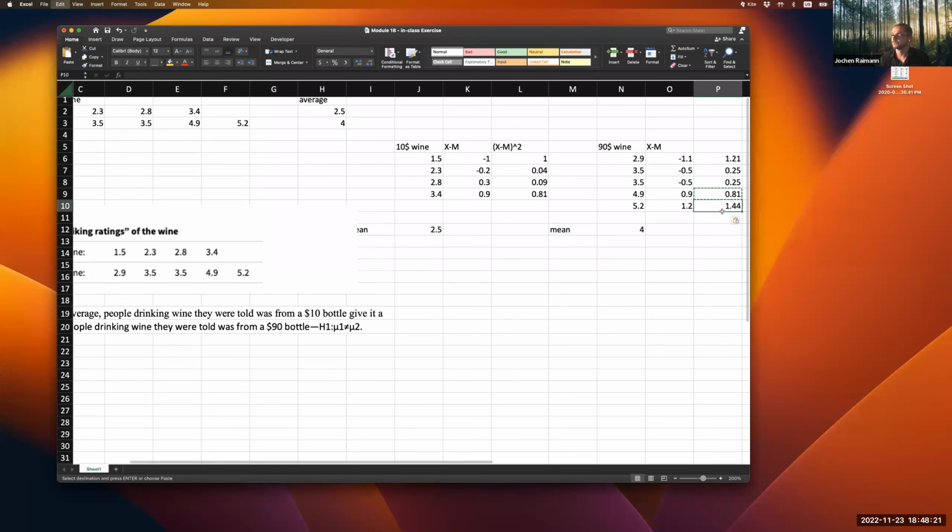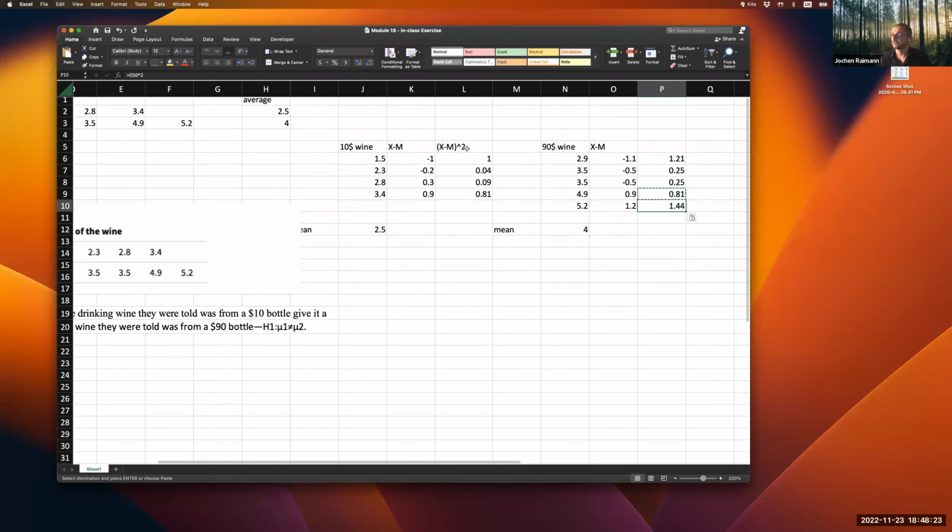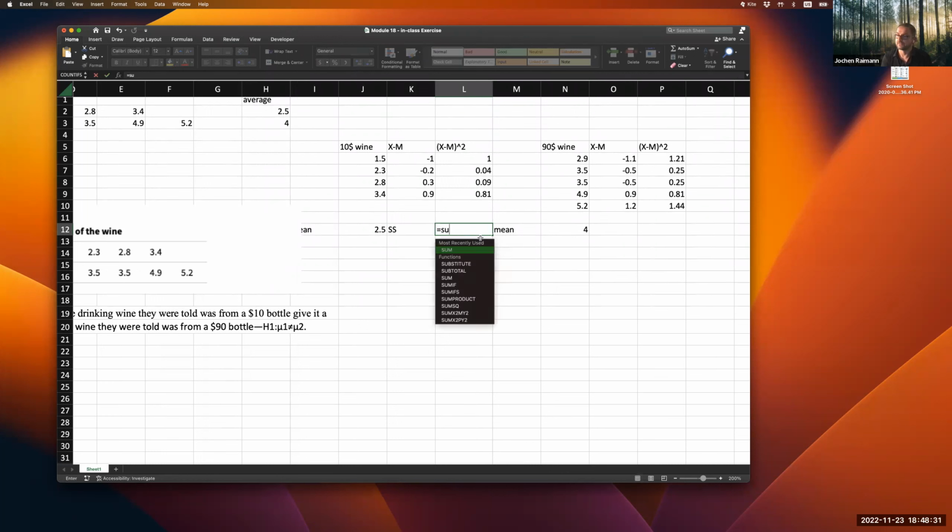So we're getting now these squared deviations. As we know, summing these up will get us the sum of squares.